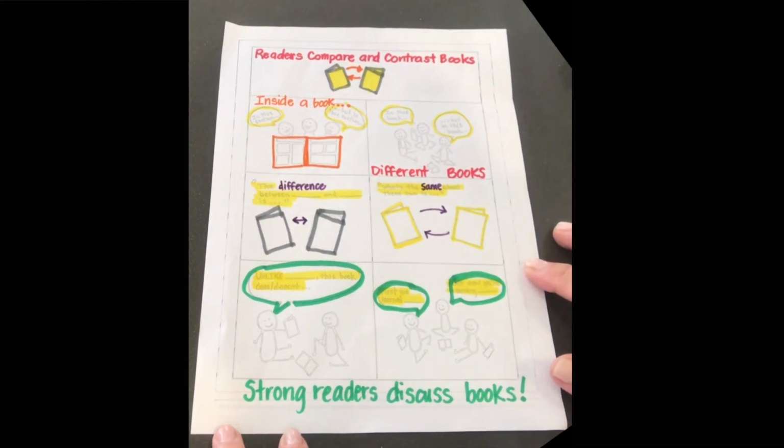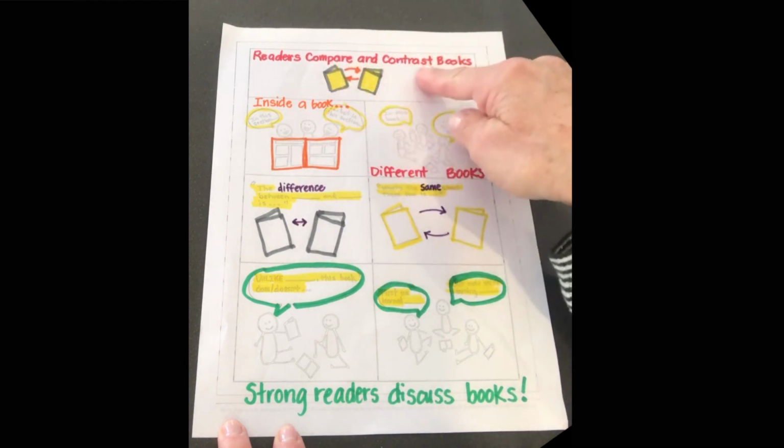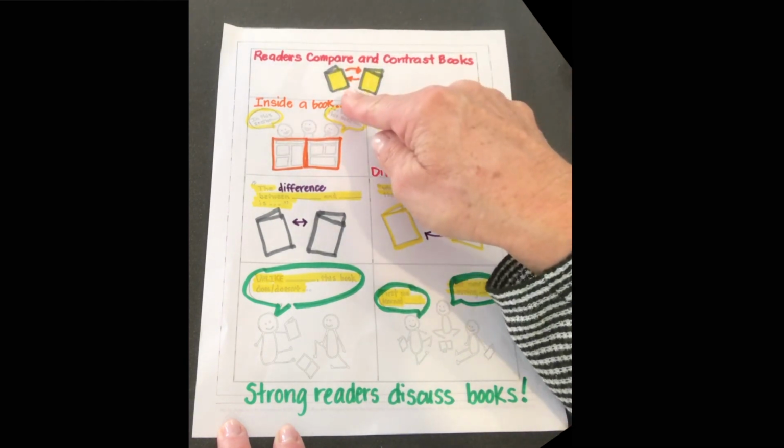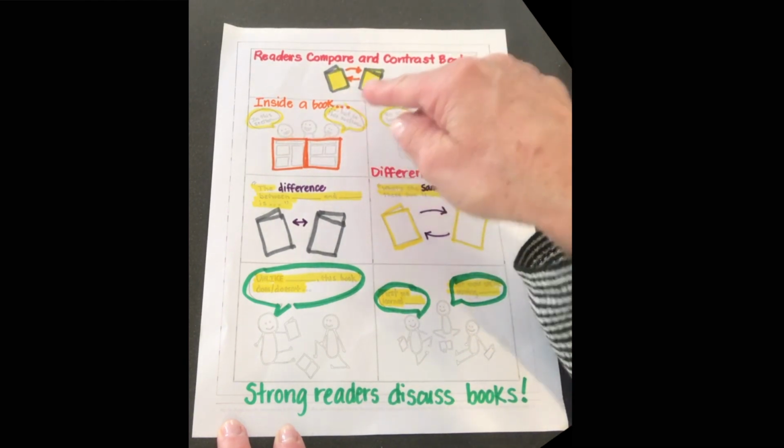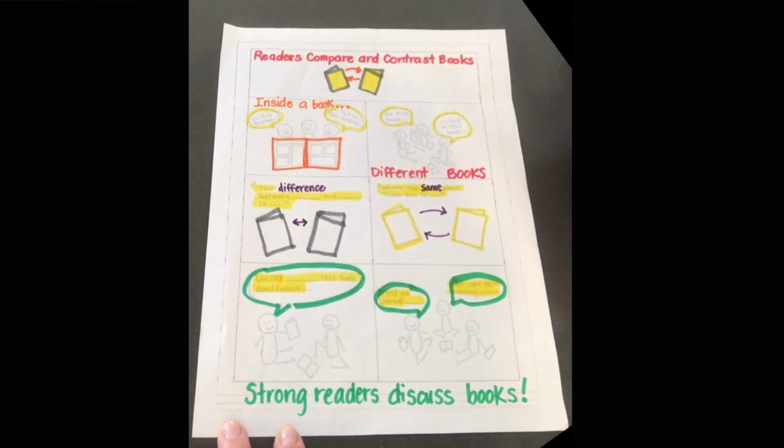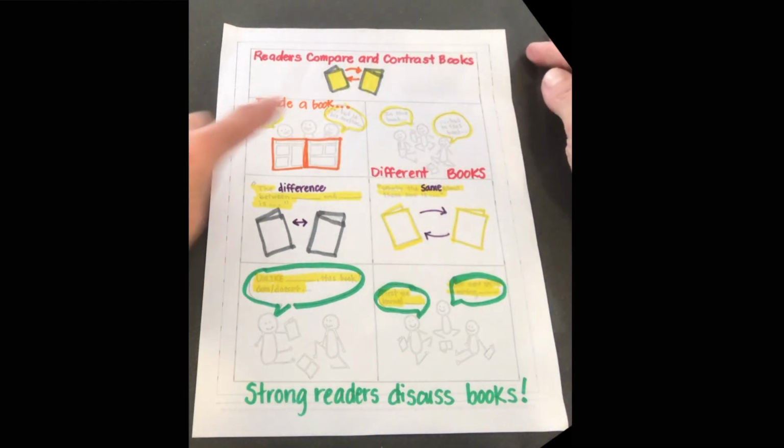I'm going to show you our chart. Readers compare and contrast books. So we talk about text to text, comparing books. We can look inside the book and look to see in different sections, especially in a nonfiction book, that they might be different or they might have information that's the same.